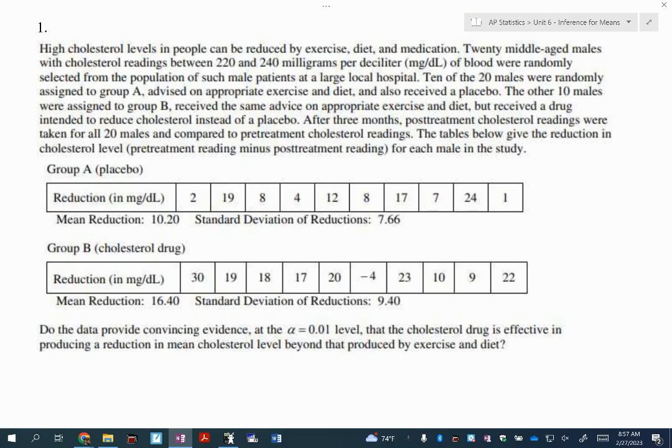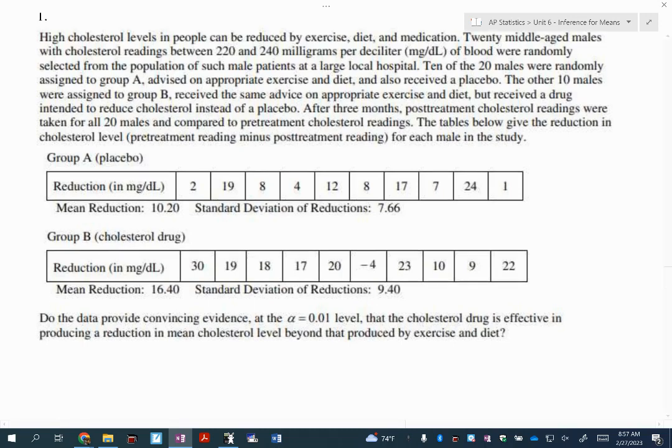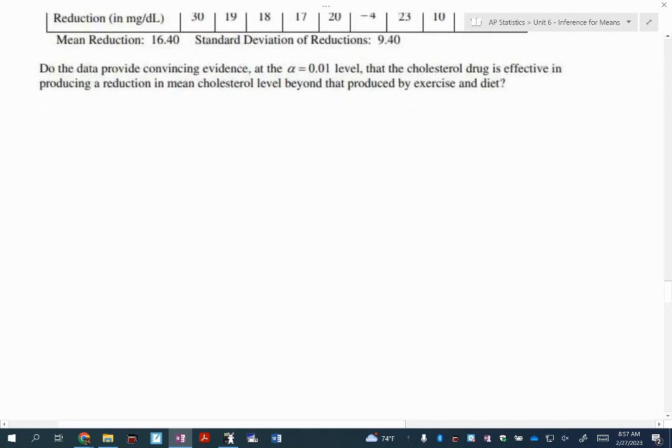We want to see at the alpha level of 0.01. So they actually give us an alpha level here. Is this cholesterol drug effective in producing a reduction in the mean cholesterol level beyond that just produced by exercise and diet? So we're going to be running a test.